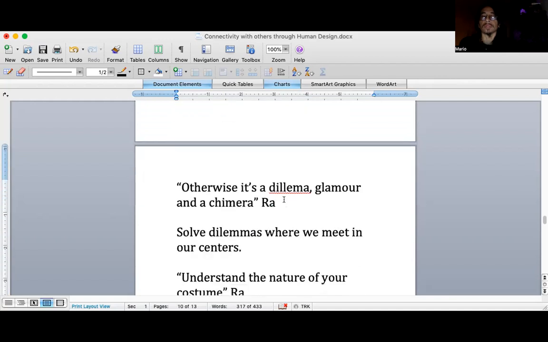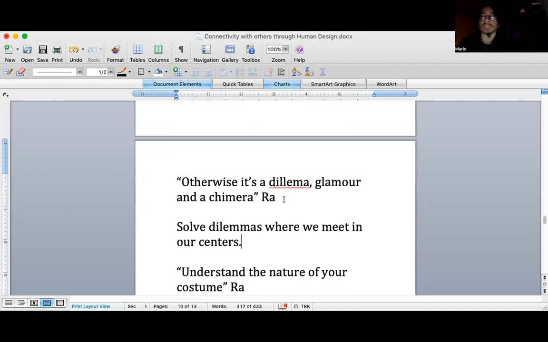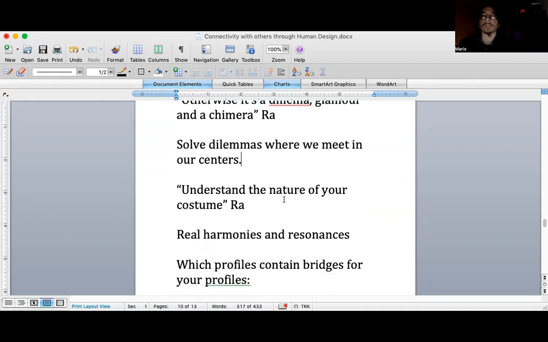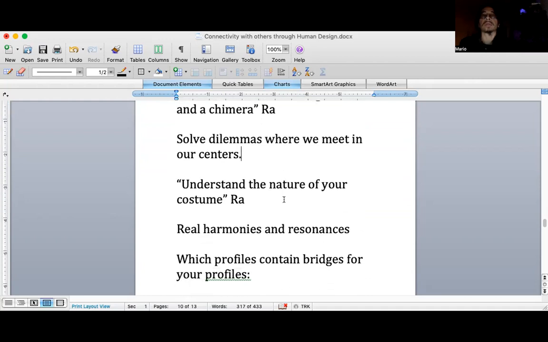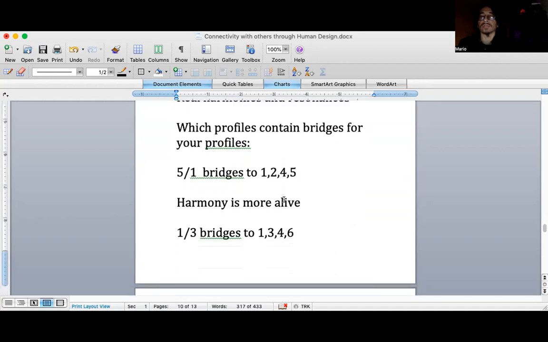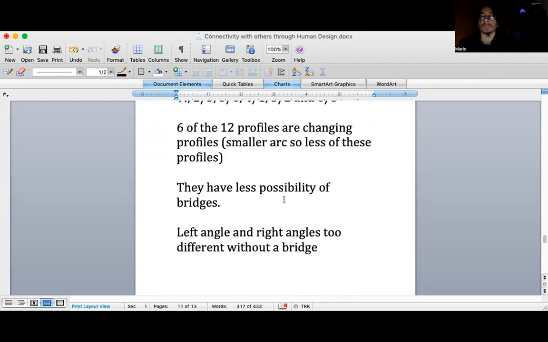That's just some other points. Ross says that without a bridge, it's a dilemma, a glamour, a chimera, different types of delusion rather. Solve dilemmas where we meet in our centers, so I went over that. Which profiles contain bridges? Here's some examples.